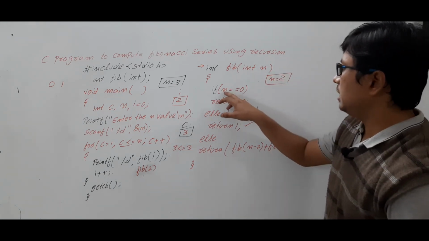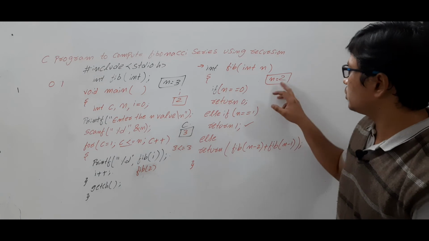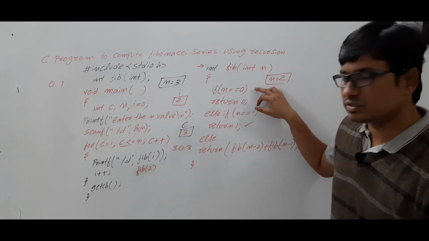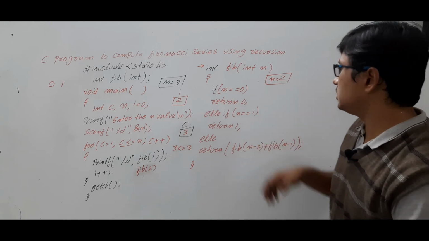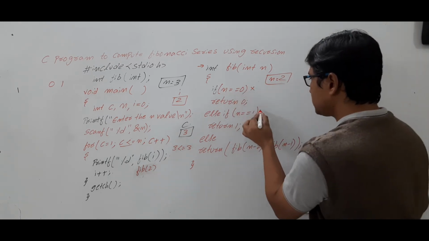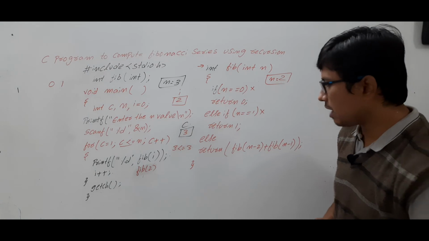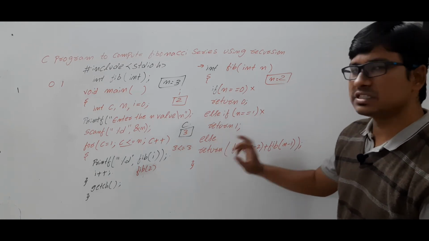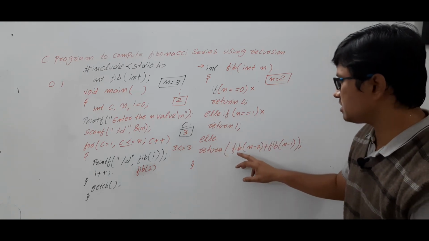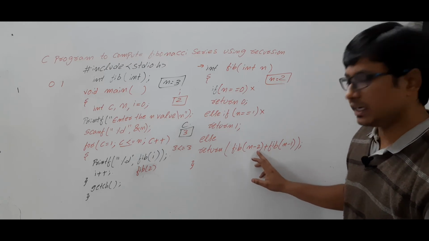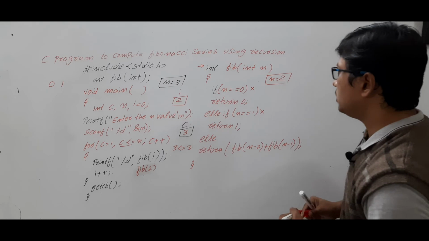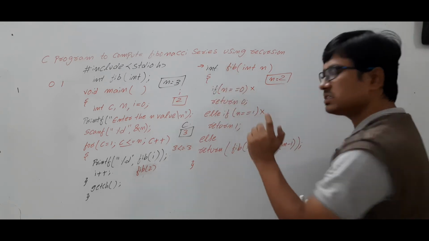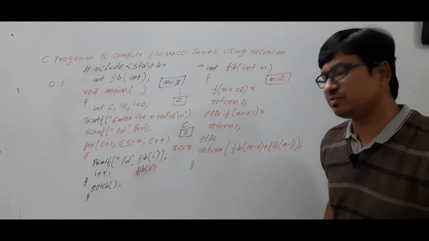Now check it. N is equal to 0? No, 2 is not equal to 0, so this condition is false. 2 is equal to 1? Again 2 is not equal to 1. So these two conditions failed. Then what will happen? It will execute the statement in the else block. What is the statement? Fib of n minus 2 plus fib of n minus 1. So this function is calling itself. That's why it is called a recursive function.